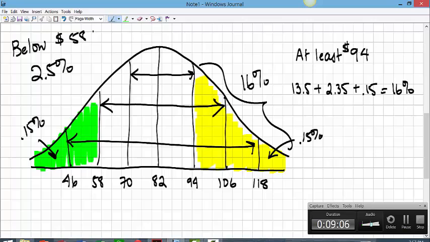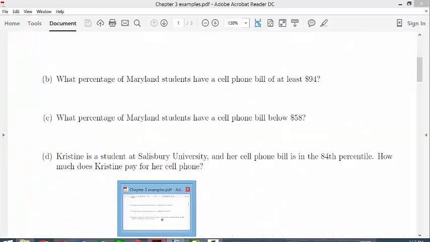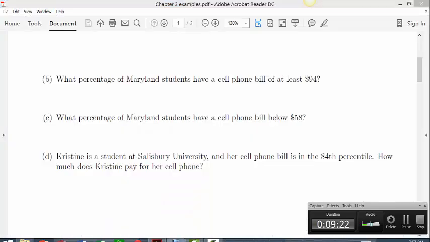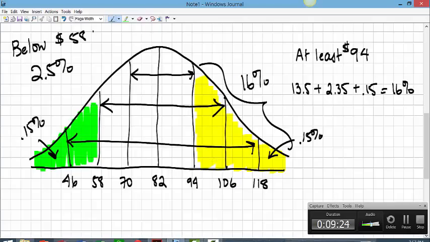Okay? And let's see, what else is this problem asking us to do? Christine is a student at Salisbury University and her cell phone bill is in the 84th percentile. How much does she pay for her cell phone bill? Okay, let's take a look at what we got here. 84th percentile. Now, you might be tempted to solve this problem by trying to compute the percentile, but you actually don't need to do this. Let's just think about it.